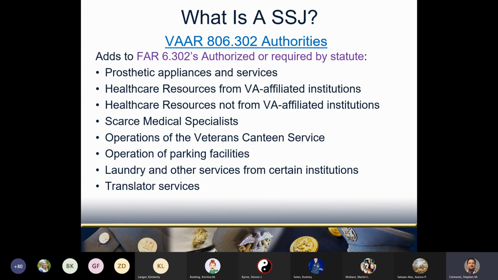And the VAR also gives us a number of authorities to work with. This slide shows how it builds onto the authorized by statute authority with these justifications. You'll notice that these heavily focus on securing medical services and other things you need to run a hospital. And some of these are very detailed as to what they apply to. So I definitely suggest you read each of them because they may be a big help to your customers. I'll point out that the parking and laundry bullet points, those specifically require the VA secretary or their designee to use. So those might be tall orders to tackle, but they do exist.